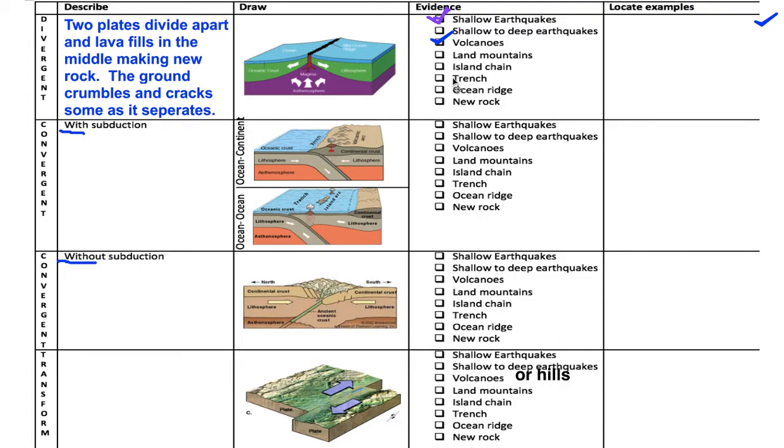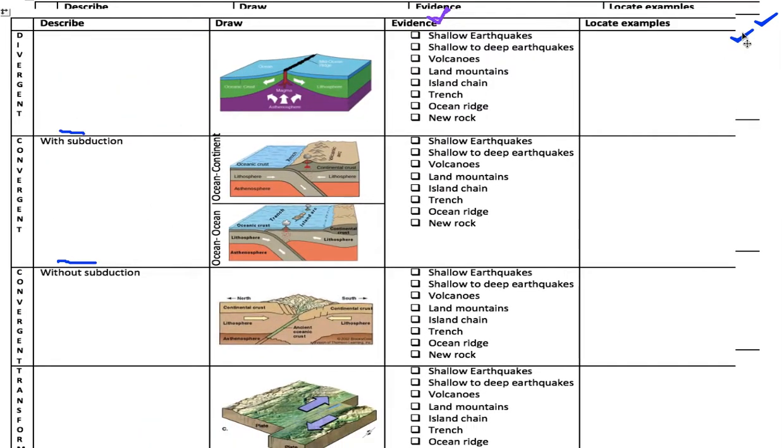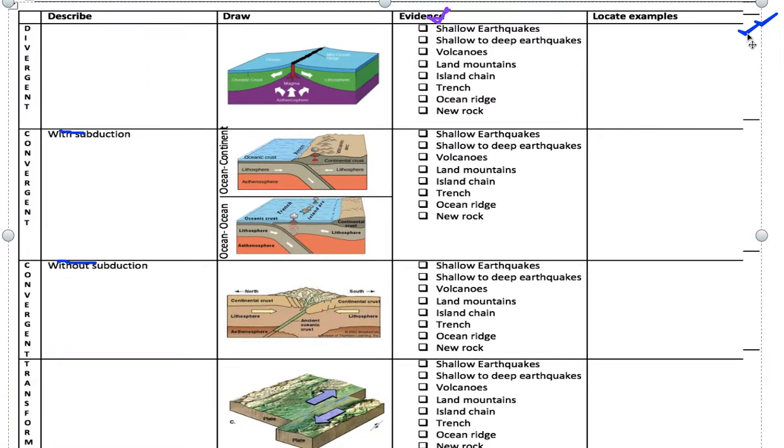There's not any island chains being made in that ocean area. There's very few islands. Not a trench either. There is, however, an ocean ridge because the mantle, the hot magma, is pushing up and causing that bump. And most definitely the main piece of evidence for this plate boundary is the fact that we have new rock. If I can move my check mark. There we go. So we'd also have new rock.